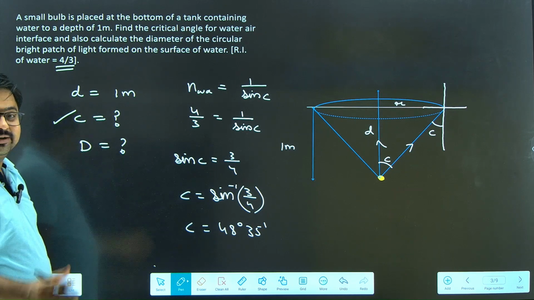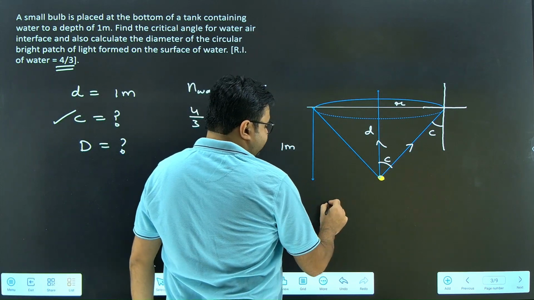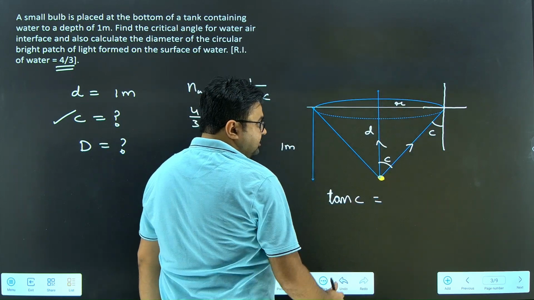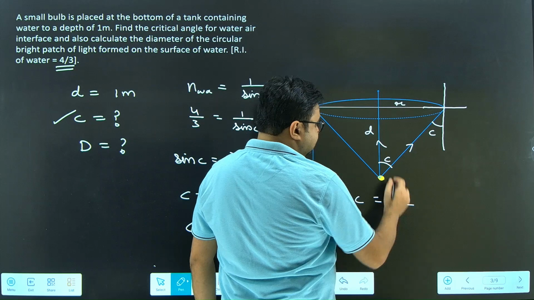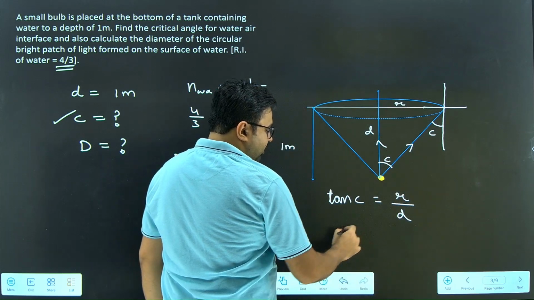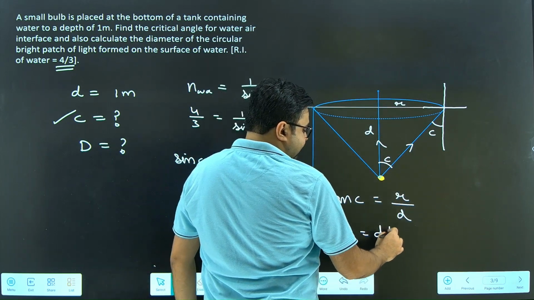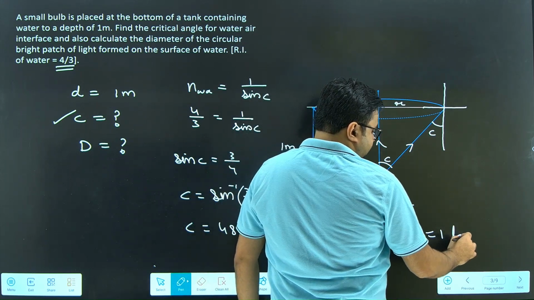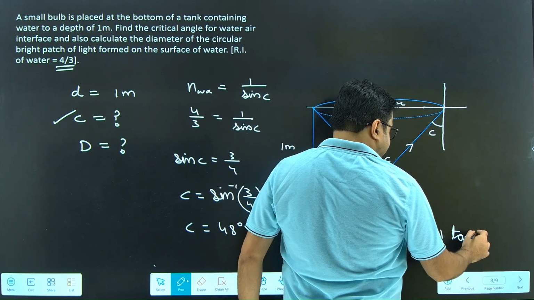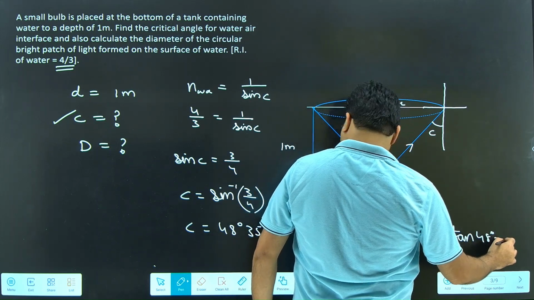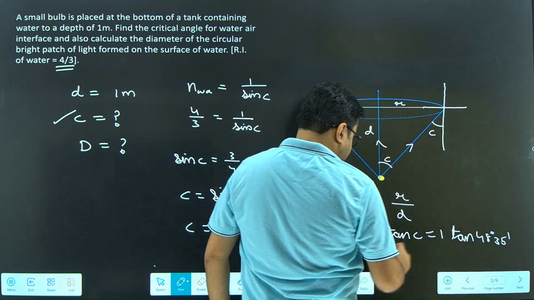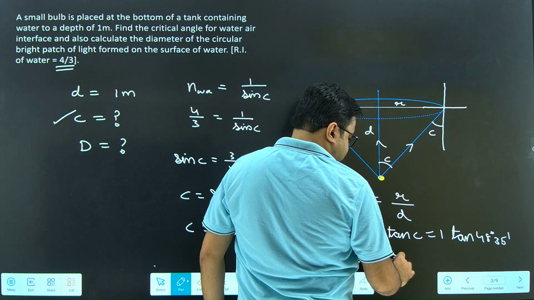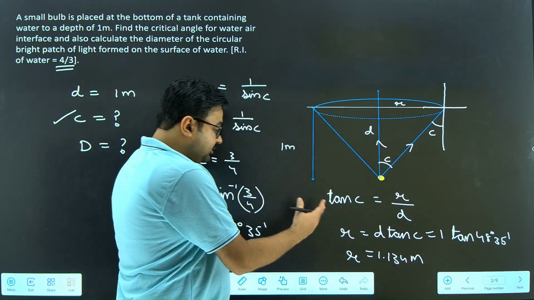Let's also find the diameter, a simple triangle problem. We have tan C, my dear friends. Tan C is opposite divided by adjacent. Opposite is radius and adjacent is depth D. You need to find the radius, so it will be D tan C. D is anyway 1 meter and tan of 48 degree 35 minutes, my friends, becomes equal to 1.134 meter. So that is the radius.